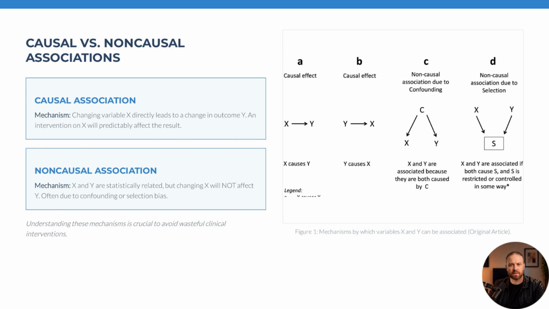To understand this, we need to separate two types of associations. A causal association means that changing a variable will actually change the outcome. A non-causal association means that the variables are related, but changing one will not affect the other. This distinction is essential because only causal factors should guide intervention decisions.